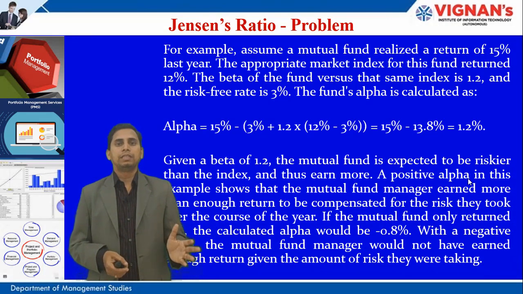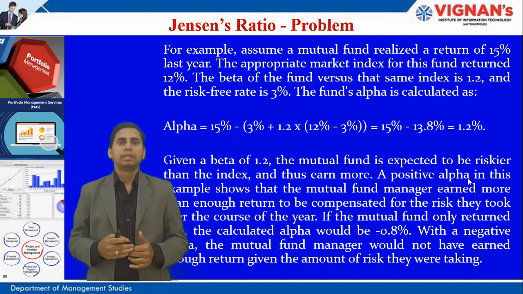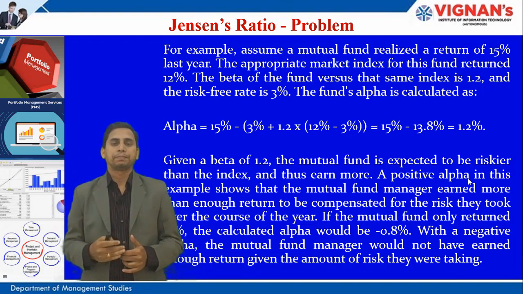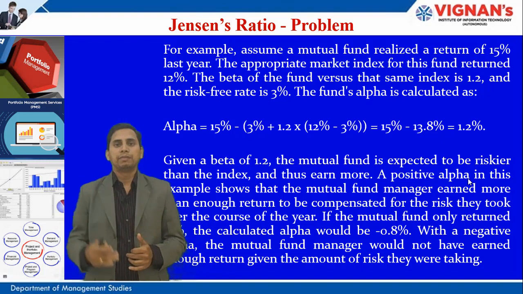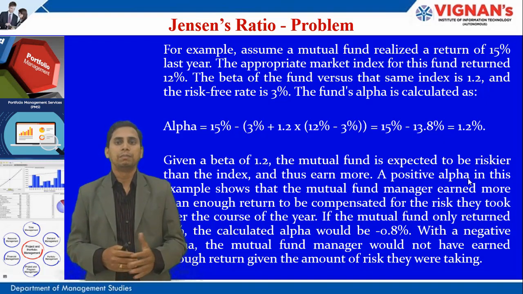So now, given the beta of 1.2, the mutual fund is expected to be riskier than the index. Absolutely, a beta of 1.2 means when the market goes up by 1%, the stock goes up by 1.2%, and when the market goes down by 1%, the stock goes down by 1.2%. So it is riskier than the market index. That is the first point. And then the positive alpha in this example shows that the mutual fund manager earned more than enough return to be compensated for the risk they took over the course of the year.